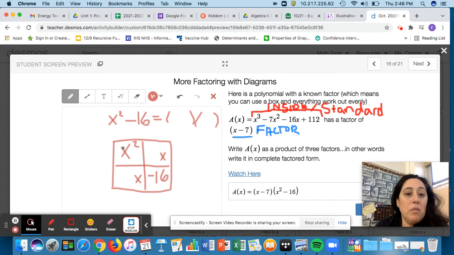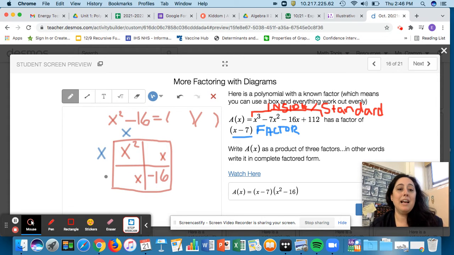Okay, so now let me try this out. So let me change this to blue. Okay, so I know that x times x is the only combination of factors that when I multiply will give me x squared. All right, so now what gives me negative? Okay, so if I'm multiplying to get a negative 16, I know one of them has to be a negative. All right, so it could be 1 and 16. It could be 2 and 8.